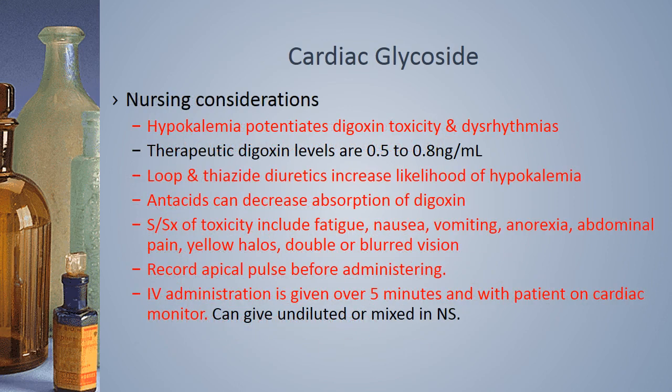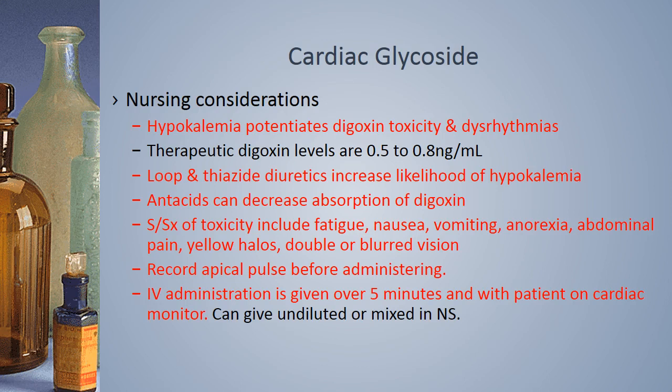You do not want to double dose this medicine. Remember that hypokalemia potentiates digitoxicity and potentiates dysrhythmias. Loop and thiazide diuretics: if the patient's on dig and they're on a loop diuretic or a thiazide diuretic, the hypokalemia risk increases. Antacids will decrease the absorption of digoxin. Signs and symptoms of toxicity include fatigue, nausea, vomiting, anorexia, abdominal pain, yellow halos, double or blurred vision.